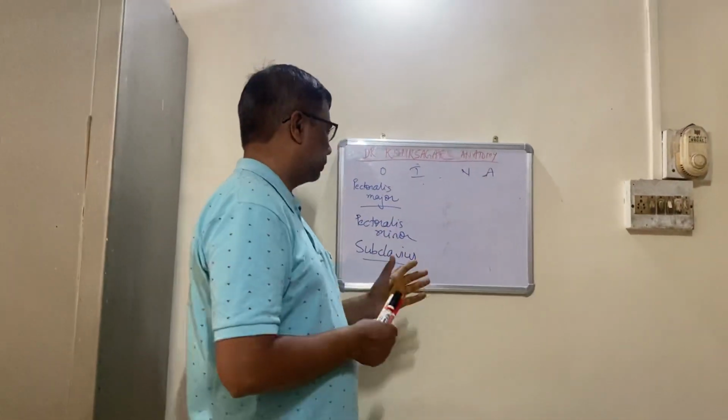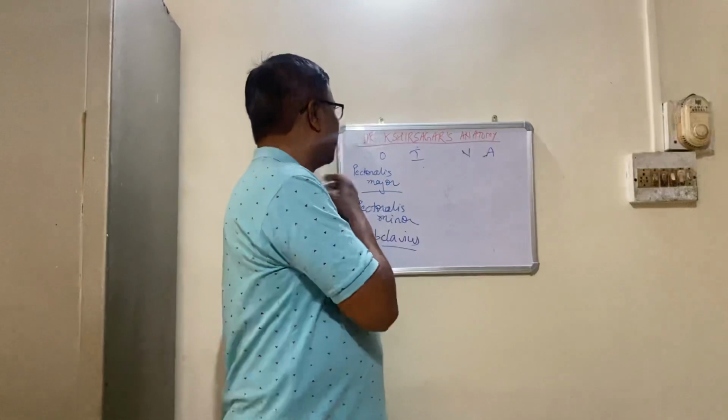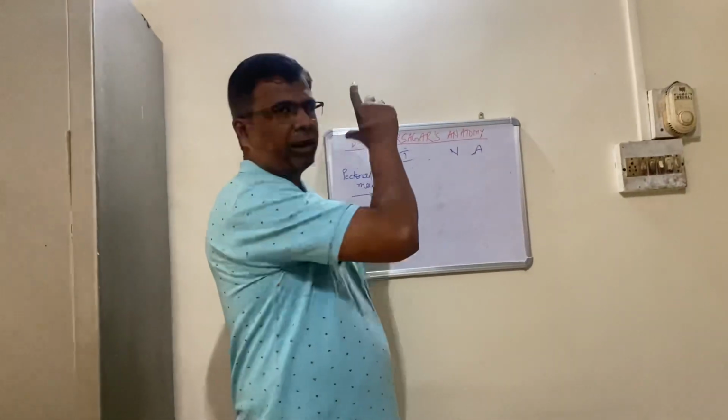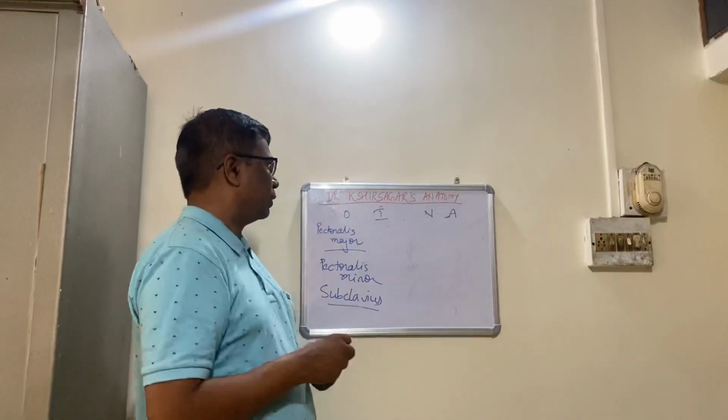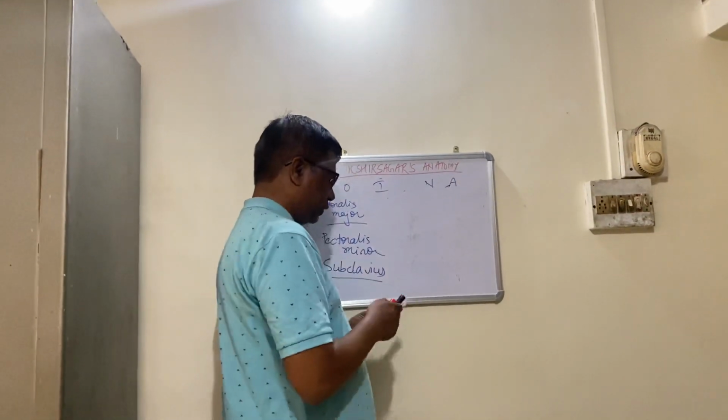And the third muscle is subclavius, which you have seen. It originates from the first rib at the costochondral junction and is inserted just below the clavicle in the subclavian groove. Okay, so that is the origin and insertion of these muscles.